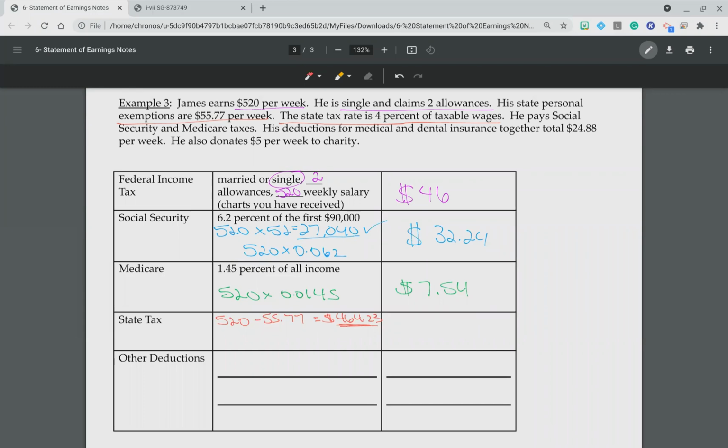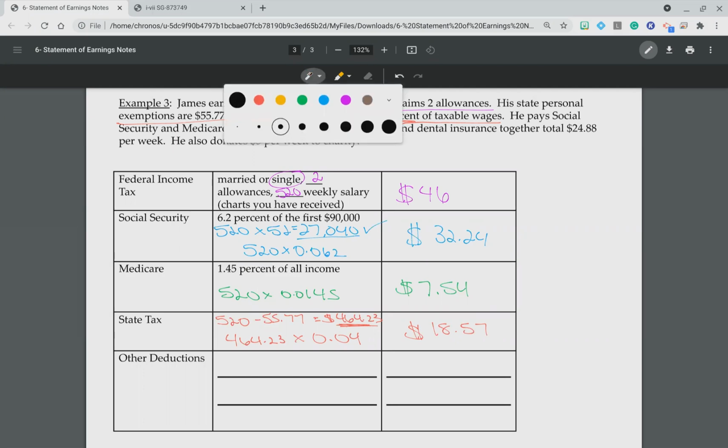So now take that number and multiply it by our state tax rate, which is 0.04. So for state taxes, we had $18.57.